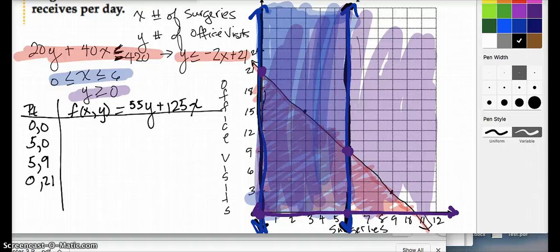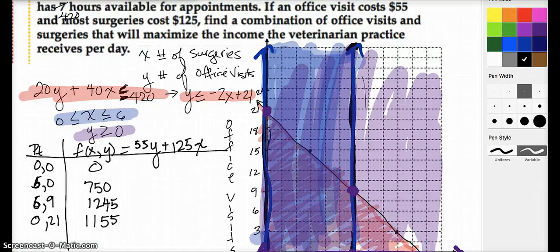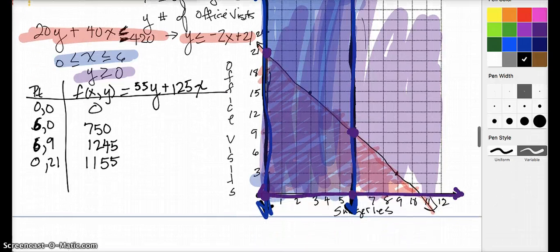And this wasn't too hard to figure out either, given that each office visit is charged $55 and each surgery is $125. Okay, so when I calculate this, and I had a mistake here earlier, these should have been sixes because I didn't look properly at my graph. When I calculate this, it's noticeable that it's best for this office to go for 6 surgeries and 9 regular office visits to get the maximum profit of $1,245.